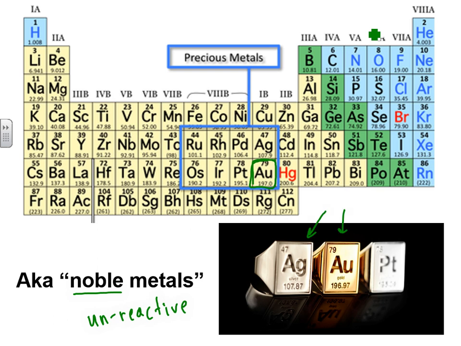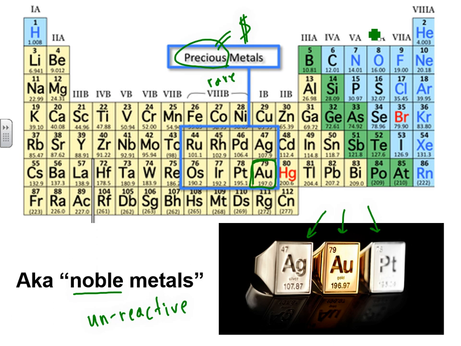The reason for this is because they're also precious. Now the word precious means it costs a lot. So they're precious, meaning they cost a lot of money. And they're precious because they are rare. And anytime something is rare, it then becomes precious. So it not only is unreactive, but it's also a precious metal.